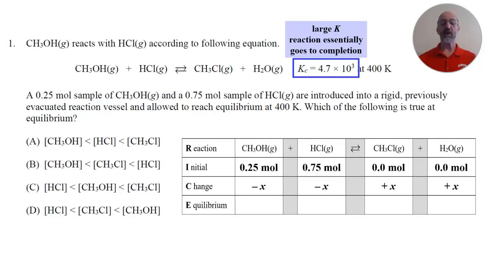So at equilibrium, we have, in terms of moles, 0.25 minus x for the reactant CH3OH. We have 0.75 minus x in terms of moles for the other reactant HCl. And then in terms of the moles of each of the products at equilibrium, that would be x and x.